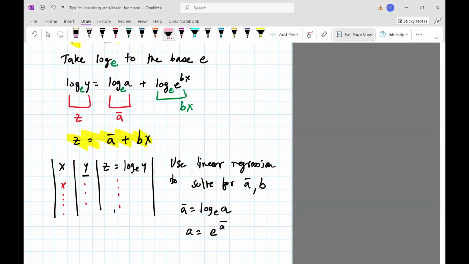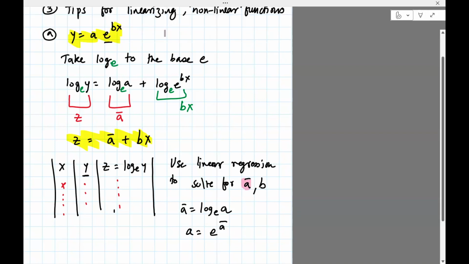So you will compute a bar using linear regression. Then you'll find what actual a is by using this formula. So you're going to reverse substitute. Okay, so that's basically the trick to simplifying these equations so that you can use linear regression. And I'll solve one problem so you get the hang of it. And then you'll do one more for the homework.